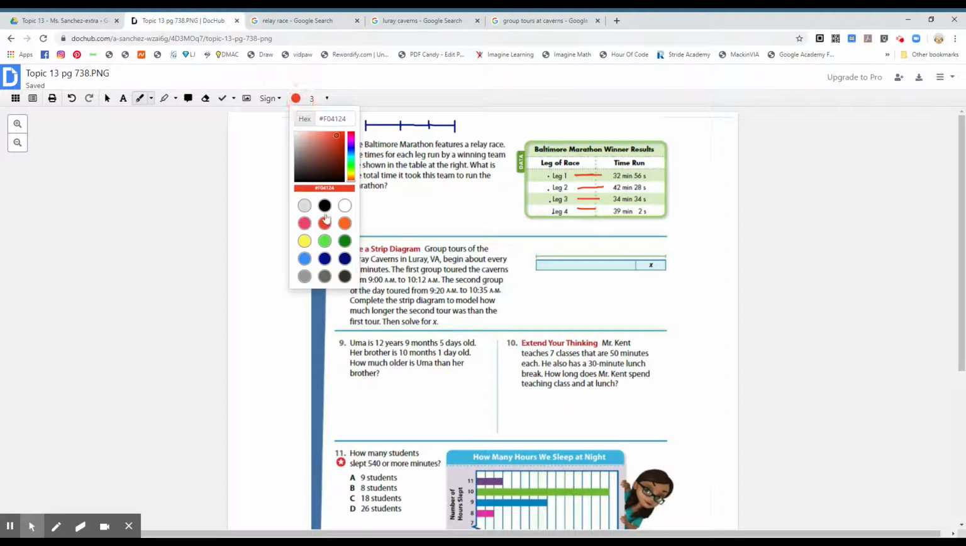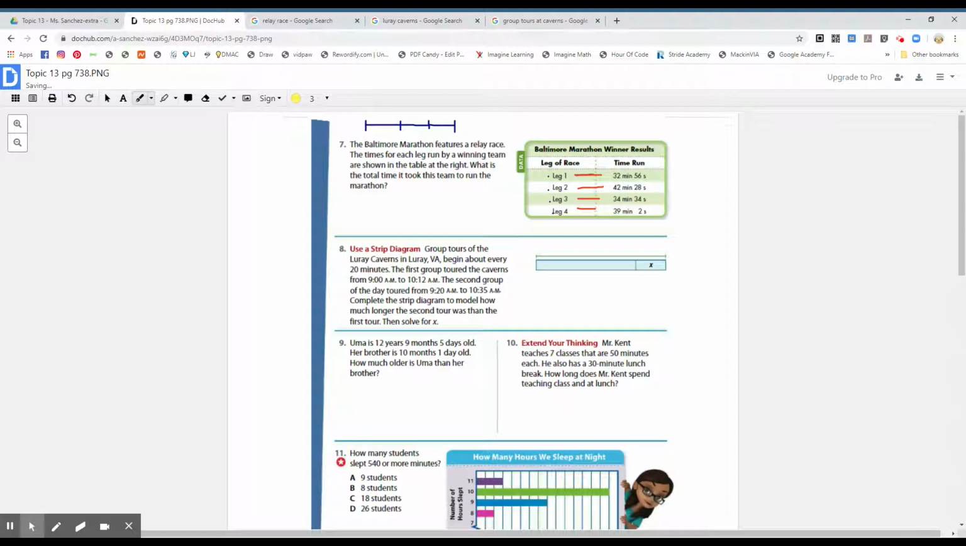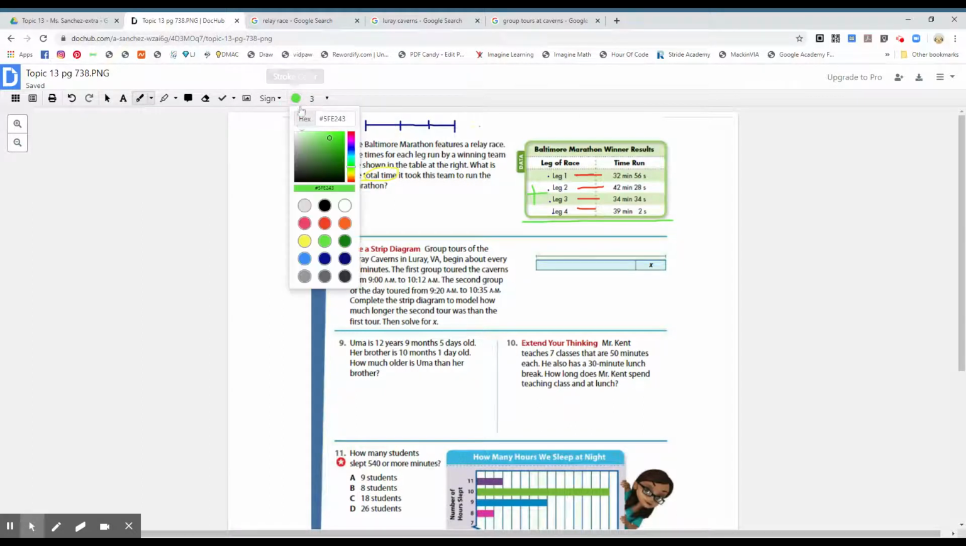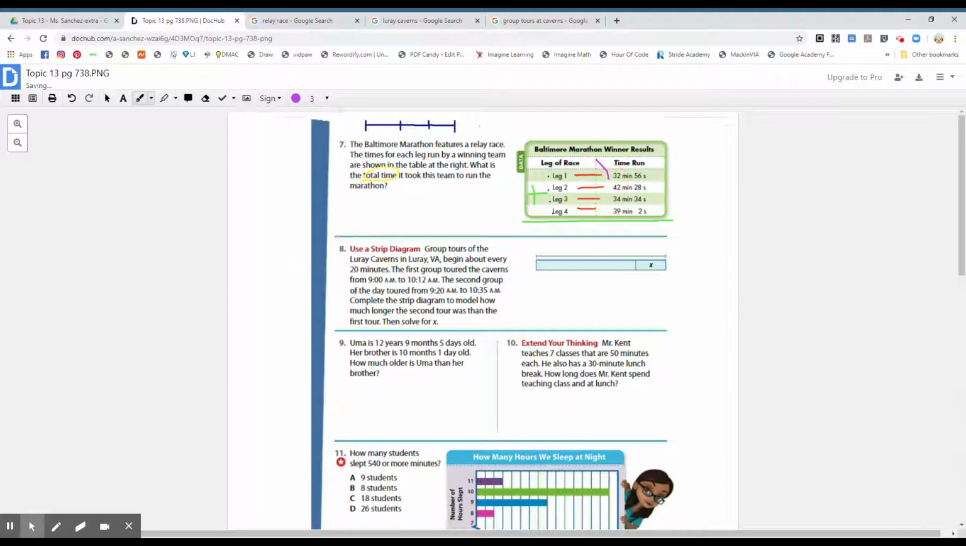So, boys and girls, the question says, what is the total time it took this team to run the marathon? So, boys and girls, if they're asking for total, what operation do you think we should use, boys and girls? If you said add, I have to agree with you. Great job. We're going to add all this time, boys and girls, but please remember that you need to keep the units separate when you're adding.